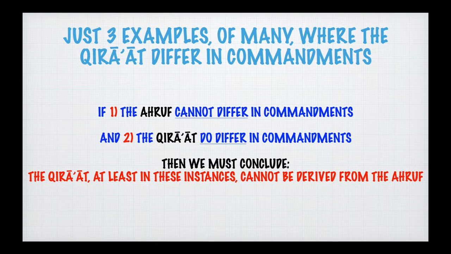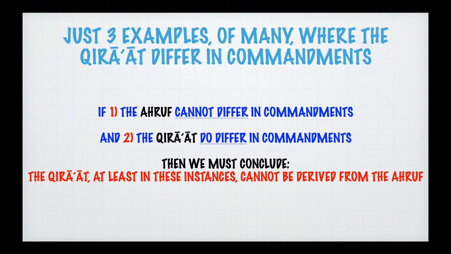And so Jai and DOC are pointing out the ahruf cannot do the work of explaining all the differences in the qira'at, because the ahruf don't differ in commandments. The qira'at do differ in commandments, and therefore, same problem. Where do the differences come from? You've got scribal errors, or Muslims deliberately making changes because they think they can improve on the Quran. Either way, your miraculous preservation argument has to be seriously modified or abandoned.